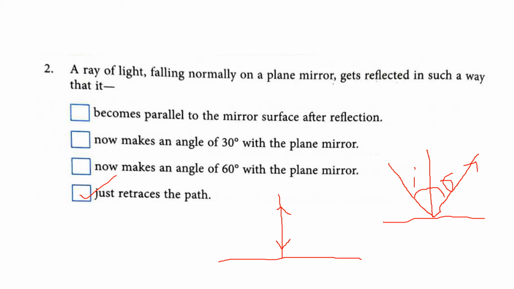They have given the option, becomes parallel to the mirror surface after reflection. That is wrong. Parallel to the mirror surface is not happening. Parallel to the mirror surface means it has to go like this. It is not happening, so the first option is wrong. Now, makes an angle of 30 degrees, wrong. Makes an angle of 60 degrees, wrong. Just retraces the path.